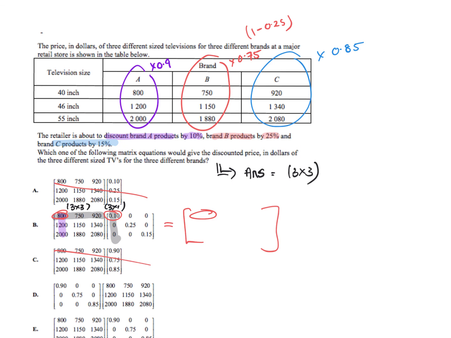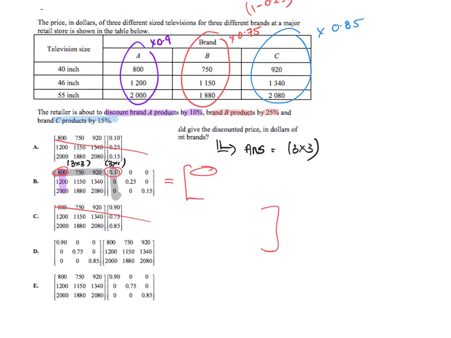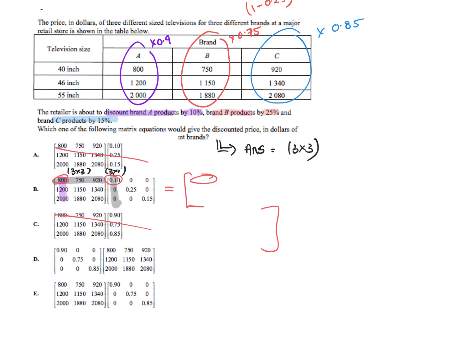So, if we just move it up, this one looks good because I'll go row by column. So only the first number is going to be affected, and then we have a 0, 0. Then if you do this row by column 1, you can see that this guy is going to be multiplied by 0.75. So you're right, E is the answer.